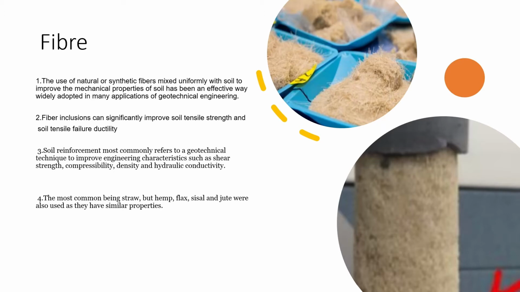Fiber, in conclusion, can significantly improve soil tensile stress and soil tensile failure ductility. Soil reinforcement most commonly refers to a geotechnical technique to improve engineering characteristics such as shear strength, compressibility, density, and hydraulic conductivity. The most common fiber is straw, but flax, sesame, and jute were also used as they have similar properties.